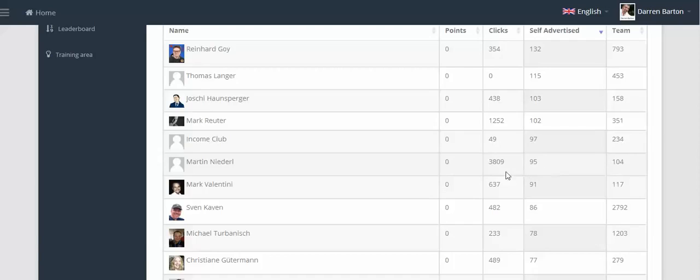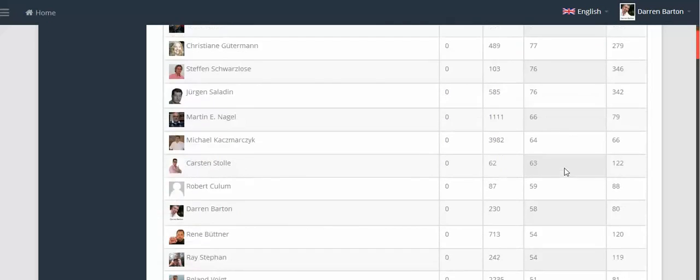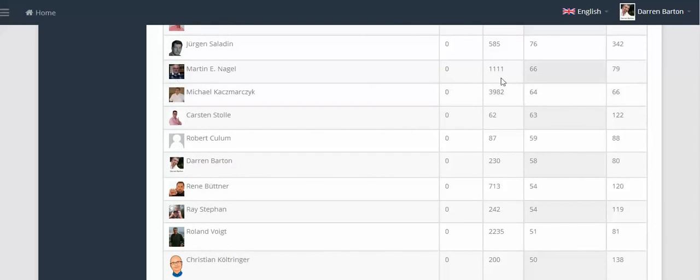So you can see everybody can build a team. It's just how much of this you're prepared to go through and how much information you have to get out in order to have those people clicking on your links. And I can show you other examples here. So for example, Martin has had to go through over 1,100 clicks to get his 66. Michael has had to go through nearly 4,000 again to get 64. So you can see it's how much you have to go through.